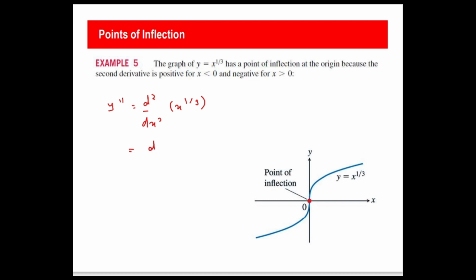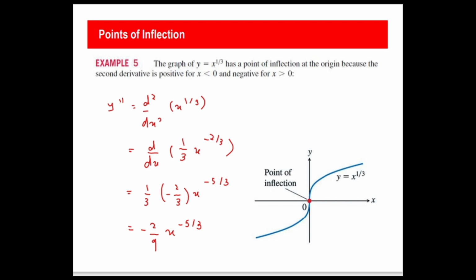If we perform the first differentiation, we have 1 over 3 x to the power of 1 over 3 minus 1, you have negative 2 over 3. Alright, and then you can proceed with the second derivative. We'll have 1 over 3, and then you have negative 2 over 3, and then you have x to the power of negative 5 over 3. So upon simplification, you have negative 2 over 9 x to the power of negative 5 over 3.